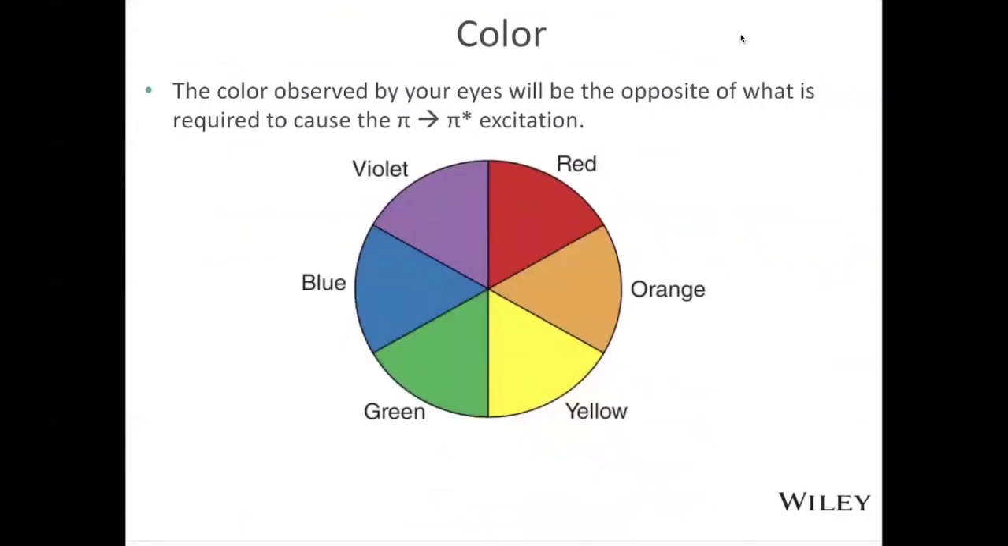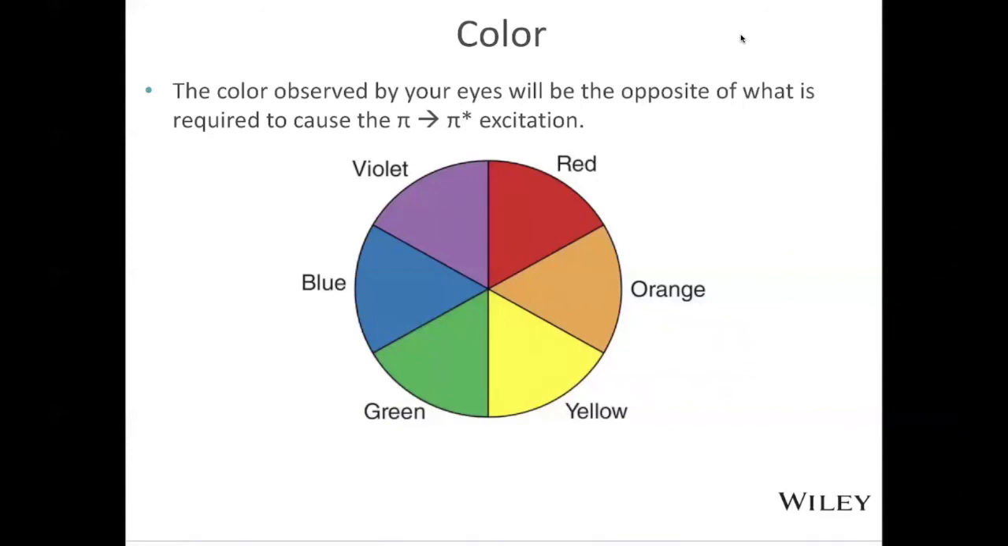So remember the color wheel, right? So if we observe a color, it's actually the opposite color that's being absorbed, right? Because what's reflected is what we see. And so the color observed by your eyes will be the opposite of what is required to cause that pi to pi star excitation.